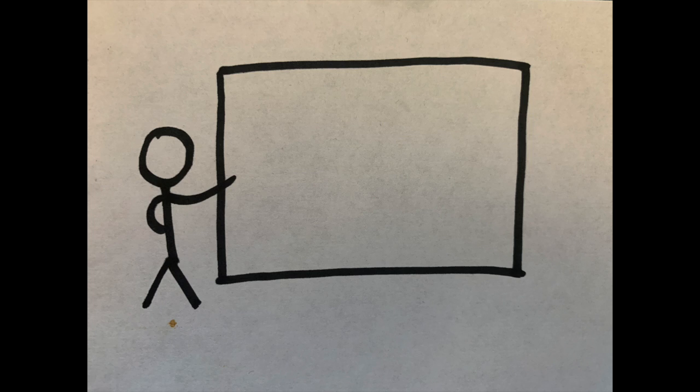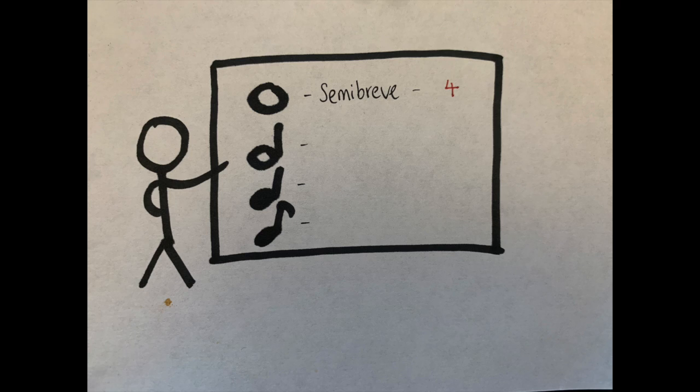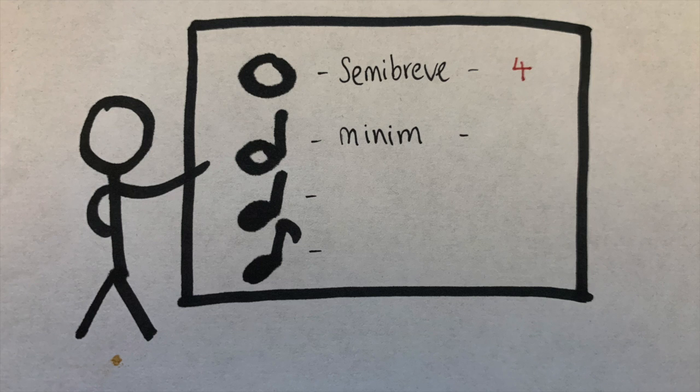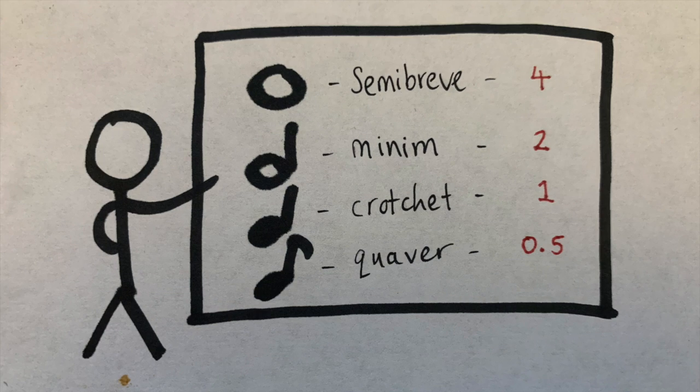I want to begin first with a little recap about what we've learned so far. You're showing me in your quiz results that you're quickly getting the hang of these four note values: the semi-breve, which is worth 4 beats, the minim, which is worth 2 beats, the crotchet, which is worth 1 beat, and the quaver, which is worth half a beat.